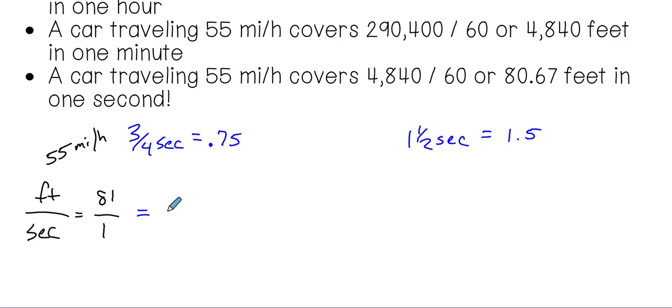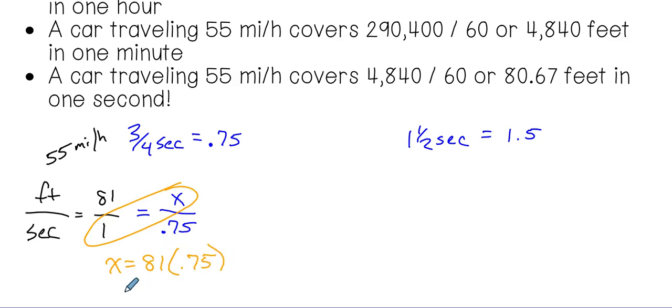then we could figure out how many feet we would go. So that 0.75 seconds would go on the bottom, X would go on the top, and then we would do our cross multiplication. So x equals 81 times 0.75. X equals 60.75. So even if you react really quickly in 3/4 of a second, you've still gone 60 feet if you were traveling at 55 miles an hour.